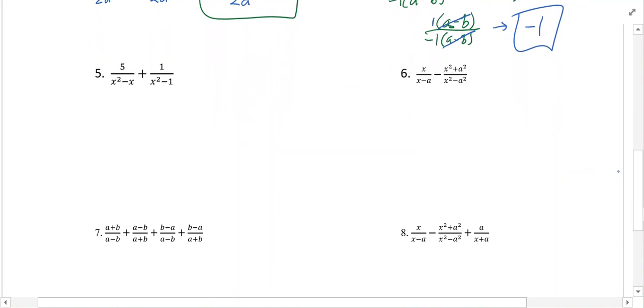Remember, you have to factor out, if possible, then identify the common denominator. So go ahead and pause the video and try number 5.